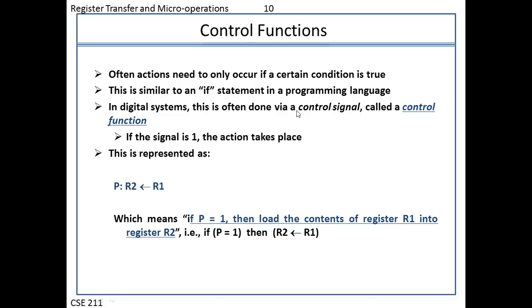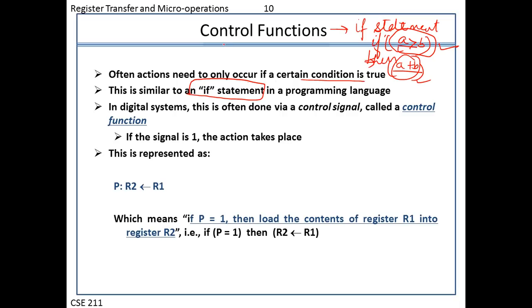So this is the control function. Control functions depict that often actions need to occur only if a certain condition is true. If you remember, in programming languages we use the if statement: if a particular situation is true, if A is greater than B, only then can you perform a specific operation, like adding A to B. Until or unless A is greater than B, I cannot perform this. The same is the case here, so these control functions are very similar to the if statement.